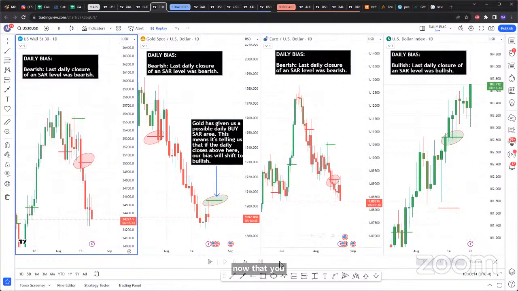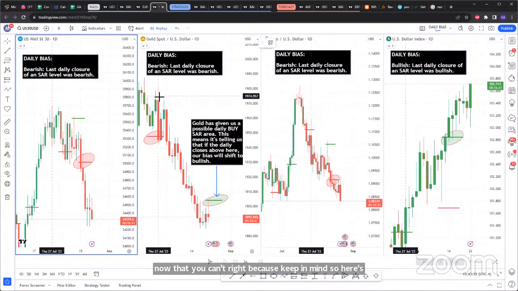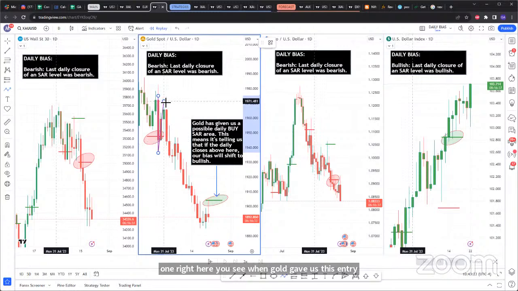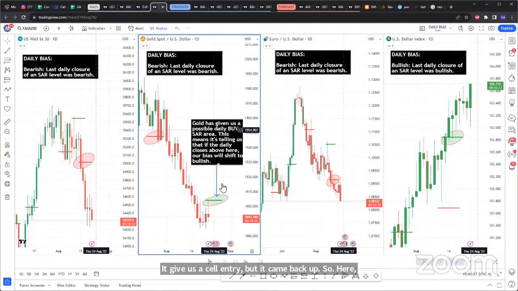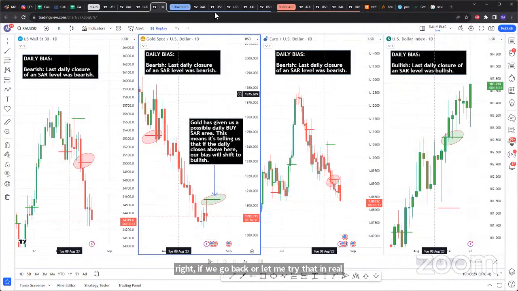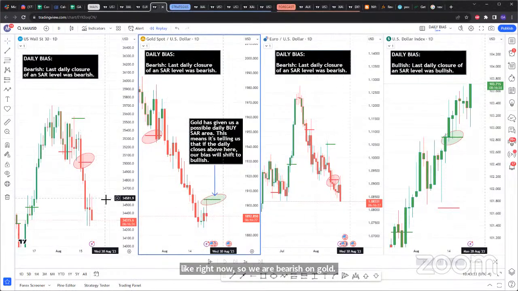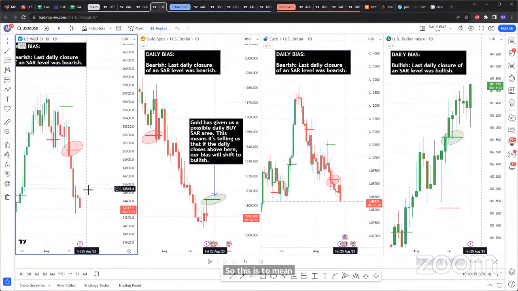For example, you see this one right here. When gold gave us this entry, it gave us a sell entry, but it came back up. So let me try that in real time, right now. We are bearish on gold, which means I don't want to use this since it's given us a green SAR. Okay, US 30, for example.